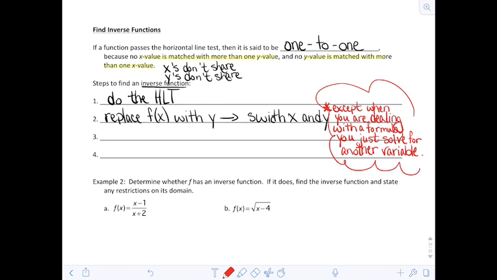So we've replaced f of x with y, we've switched x and y, and then the next step is going to be to solve for y.